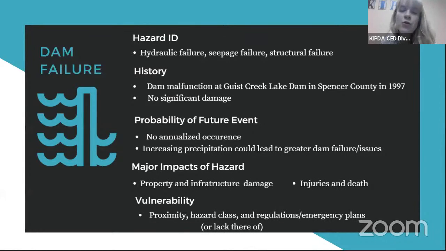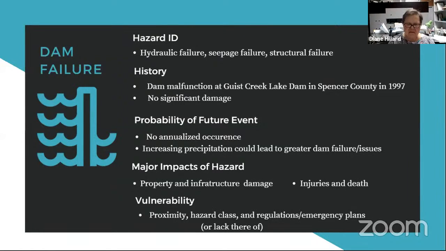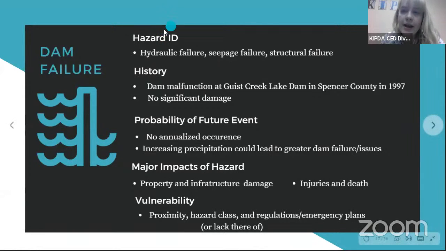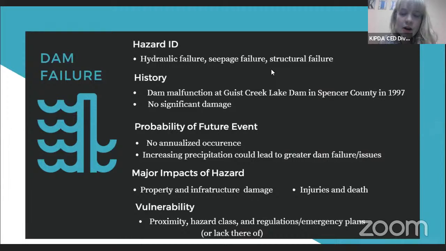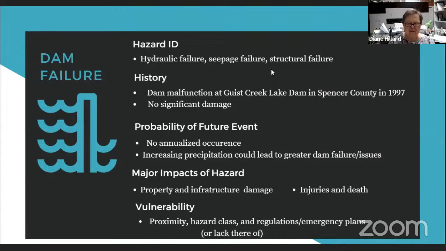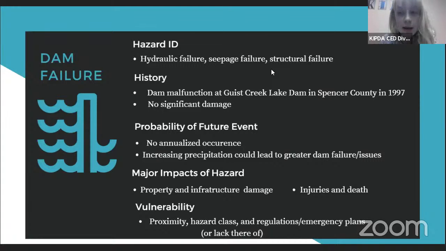And so for the probability of a future event, we don't have an annualized occurrence. We don't know how often it'll happen per year because, again, this doesn't happen often. Also, if we're looking at a changing climate, increasing precipitation can lead to greater dam failure because of flooding. So that's possible in the future, and that could impact the probability of a future dam failure event. The major impacts of dam failure are property and infrastructure damage and, potentially in extreme cases, injuries and death.